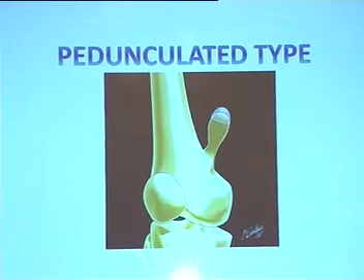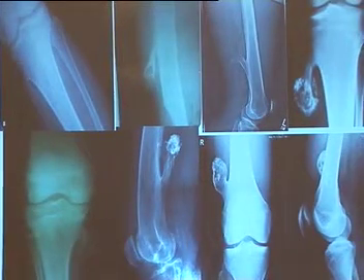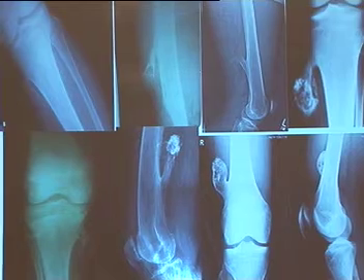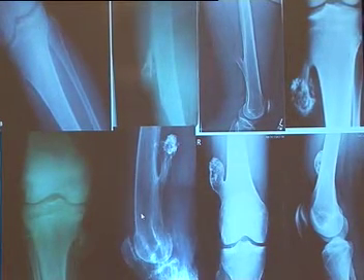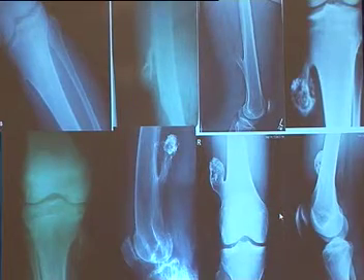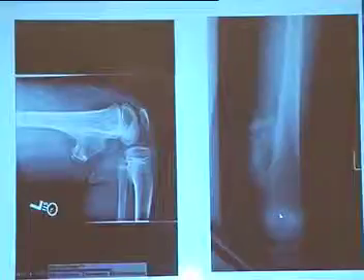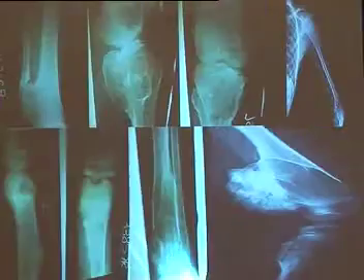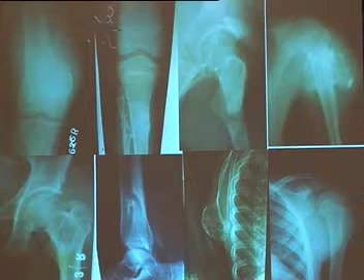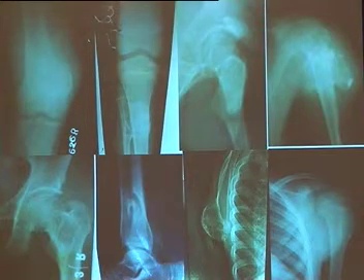These are the types. Pedunculated type. There are various X-rays showing this: a proximal tibia, again proximal tibia, distal femur and distal femur. This is a pedunculated type. Now this is a sessile type, which has been classically described. Again, these are radiographs showing the sessile type.